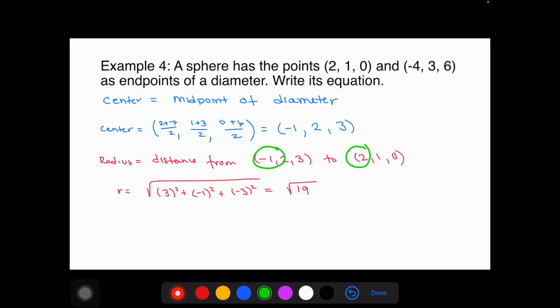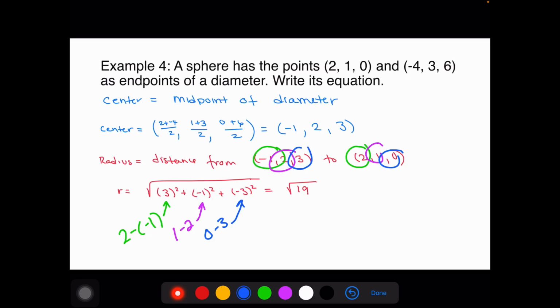Okay, so I didn't really show all my work here. So my change in x is 2 minus negative 1, that gave me 3. And then my change in y is going to be 1 minus 2, that's where the negative 1 came from. And then the change in z, 0 minus 3, that's where the negative 3 came from. So I'm going to take my change in x squared plus change in y squared plus change in z squared, and that gives me square root of 19.